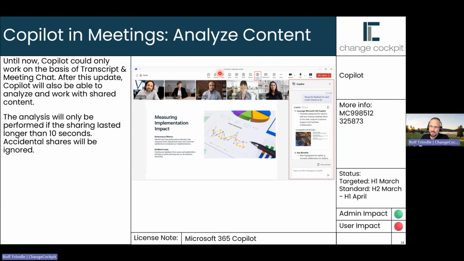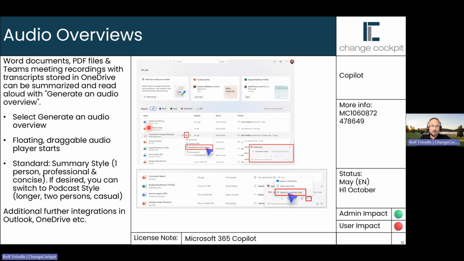So Copilot has access to all information during a meeting, no matter if it's chat, spoken, or screen shared. Then we have these audio overviews. This is coming everywhere now, and I really like the idea because I know people don't like to read. With audio overviews, you can generate a presentation about a certain document, which then will be presented to you using a voice.